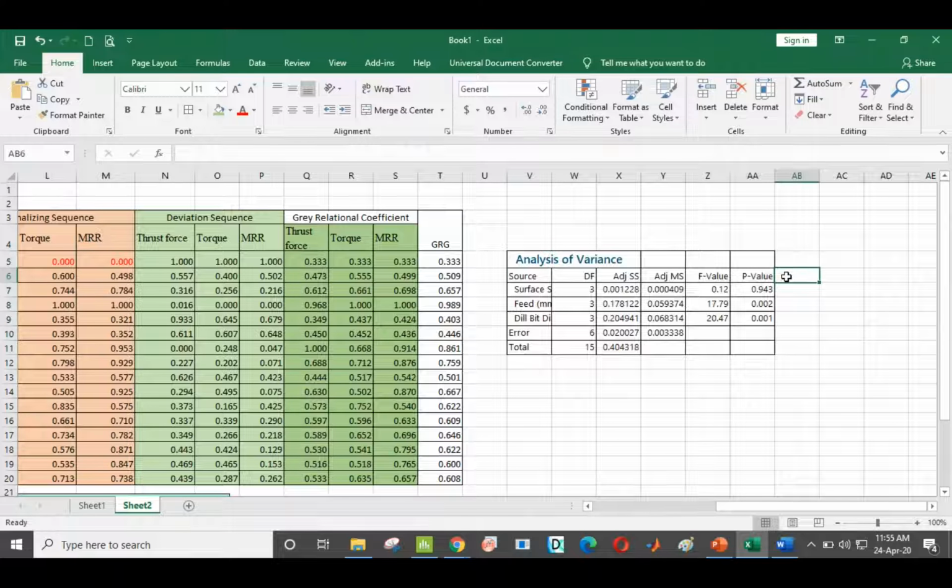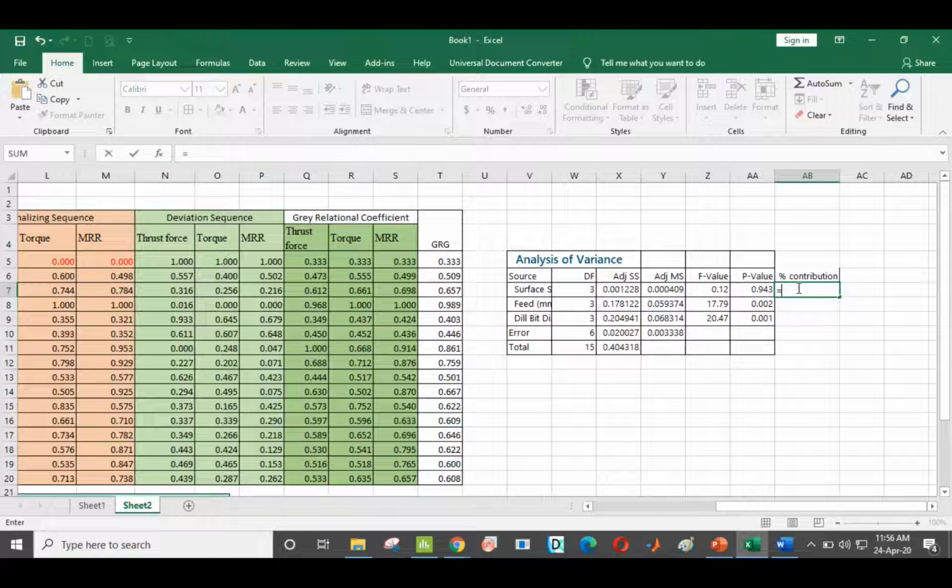And now I am going to calculate the percentage contribution of each and every input parameter. The percentage contribution is calculated by dividing the sum of squares of the individual by the sum of squares of the total. This divided by the total is 0.404318. So just copy this and paste this.